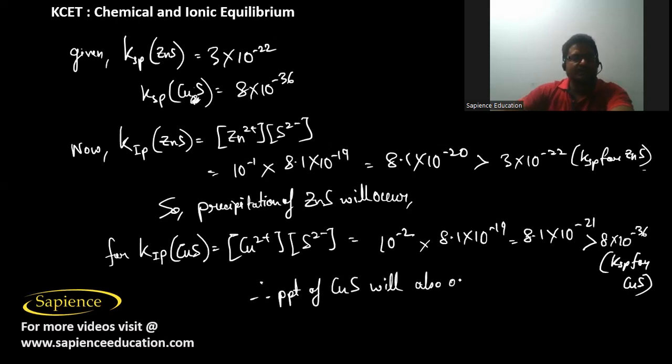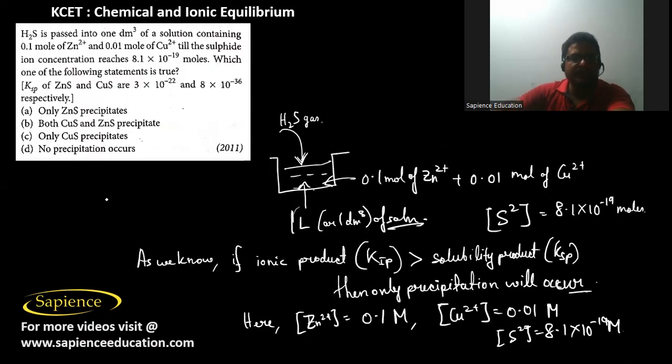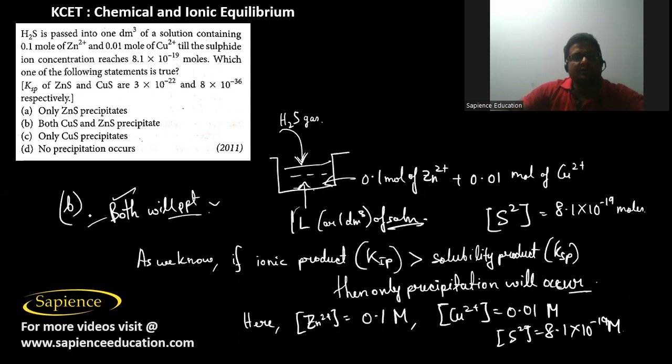So therefore, here also the precipitation of copper sulfide will occur. So it means option B is the correct answer, that both CuS and ZnS will precipitate. So both will precipitate. Option B is the correct answer.